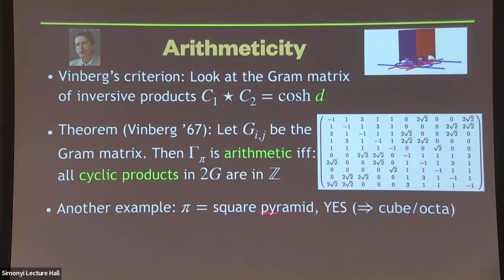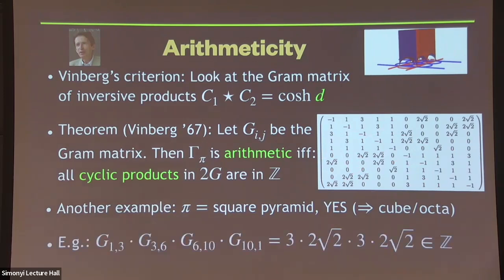But if you take the square pyramid instead of the triangular bipyramid, the ones and zeros are the combinatorial data as before, but now the Koebe-Andreev-Thurston theorem returns 2 root 2s at some places and 3s at other places. So now there's something to check. Let's check. What's a cyclic product? Let's say from 1 to 3, 3 to 6, 6 to 10, and 10 back to 1. That's a cyclic product.